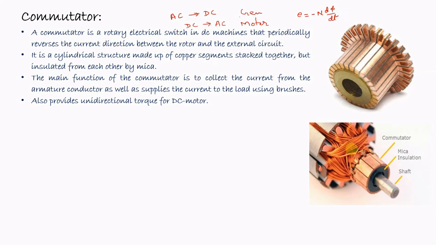But as it is a DC generator, the output power supply should be DC. Therefore, when the current flows from the armature winding to the external circuit through the commutator and the brushes, this AC current will be converted to DC because of the commutator.